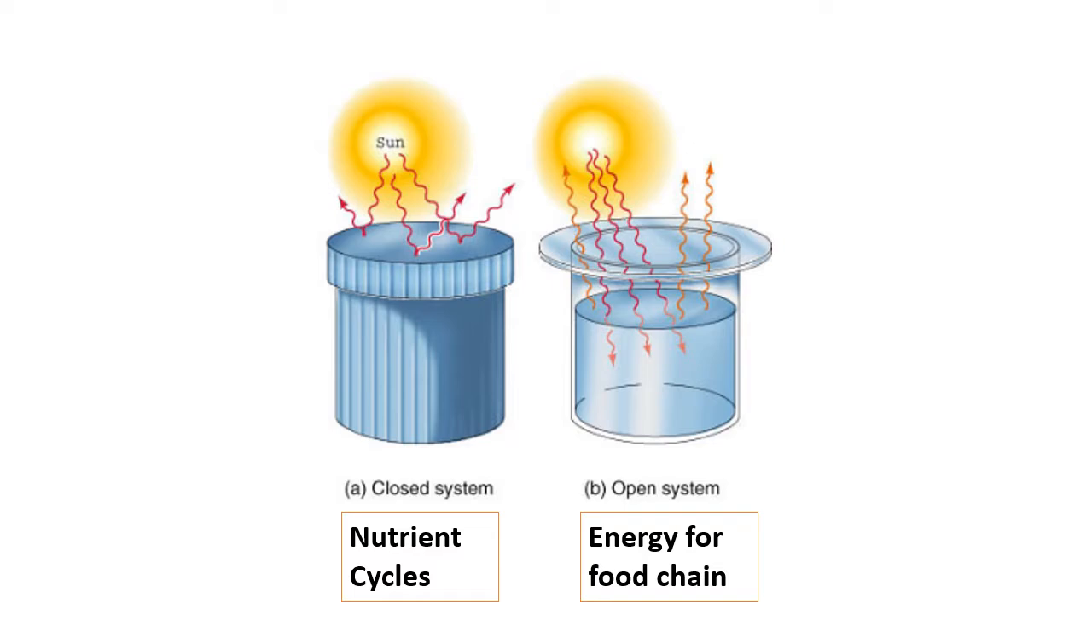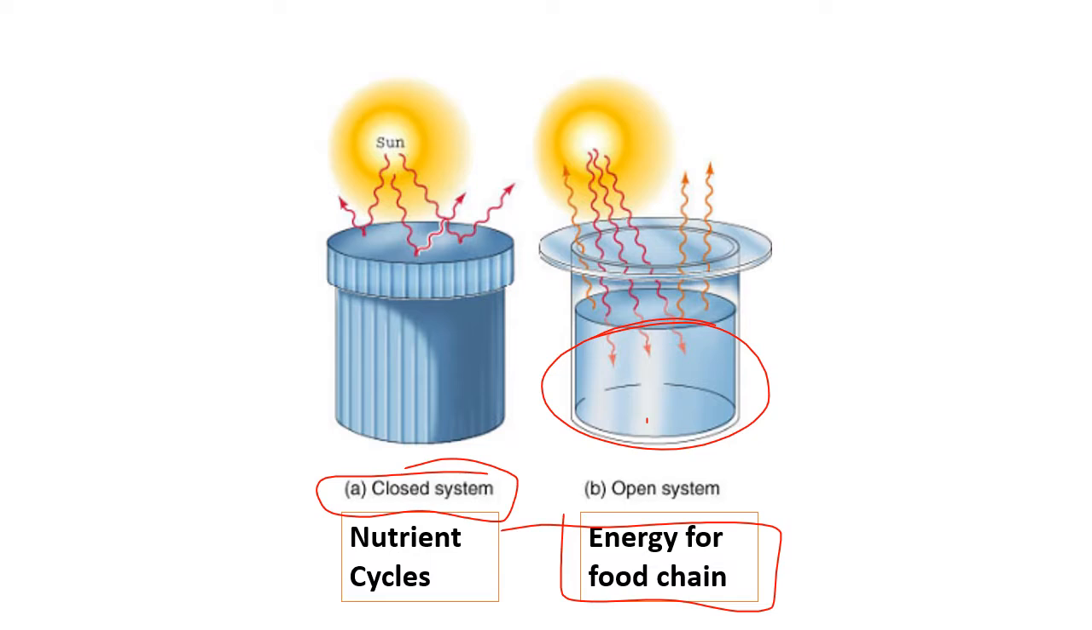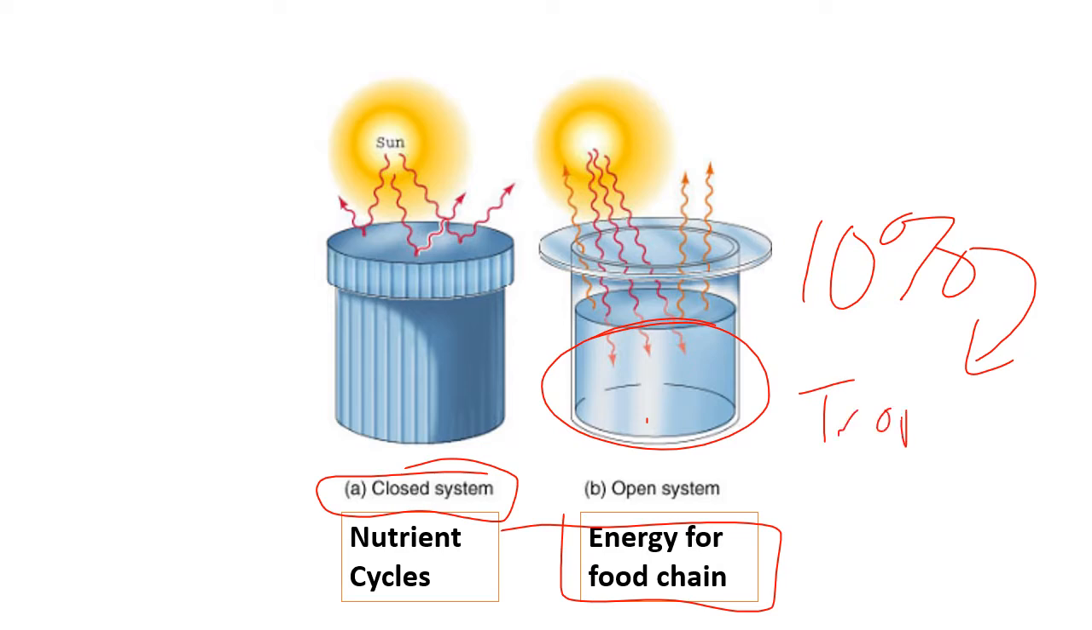So here we have the nutrient cycle. In a closed system, the sun's rays are not going to come in, but in an open system, we're going to have some that reflect back out and some that get absorbed into our system, which you can see here. So the nutrient cycles are closed systems, whereas the energy for the food chain is an open system, which, if you remember we talked about last time, we only get 10% of the nutrients passed down from each trophic level. And we lose some energy as heat.